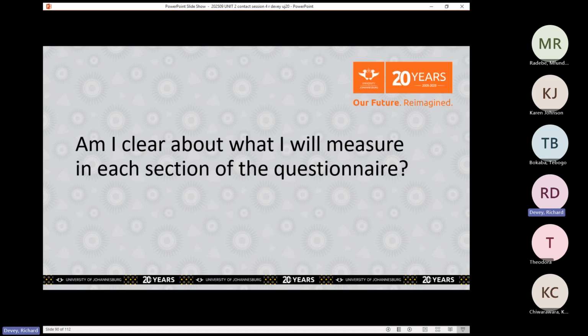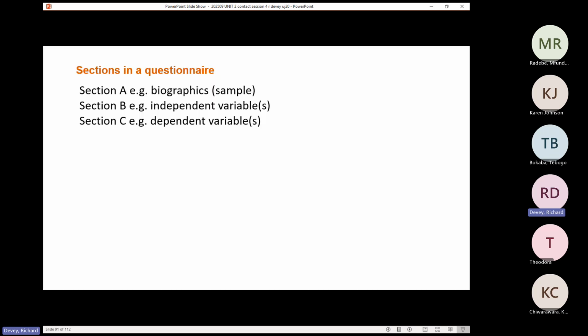Am I clear what I will use in each section? So when you have a questionnaire, you're going to have section A, B, C, and D. Obviously, you could have more sections, you could have fewer sections, depending on what you're measuring. But the key thing is to make sure that the questions are grouped in logical groupings, and then within the sections, they're also put into a logical sequence. That's usually not a major problem with questionnaires that we see, but there are sometimes instances where students put questions in very odd orders. It's a very strange grouping and ordering of questions, which is not always very good.